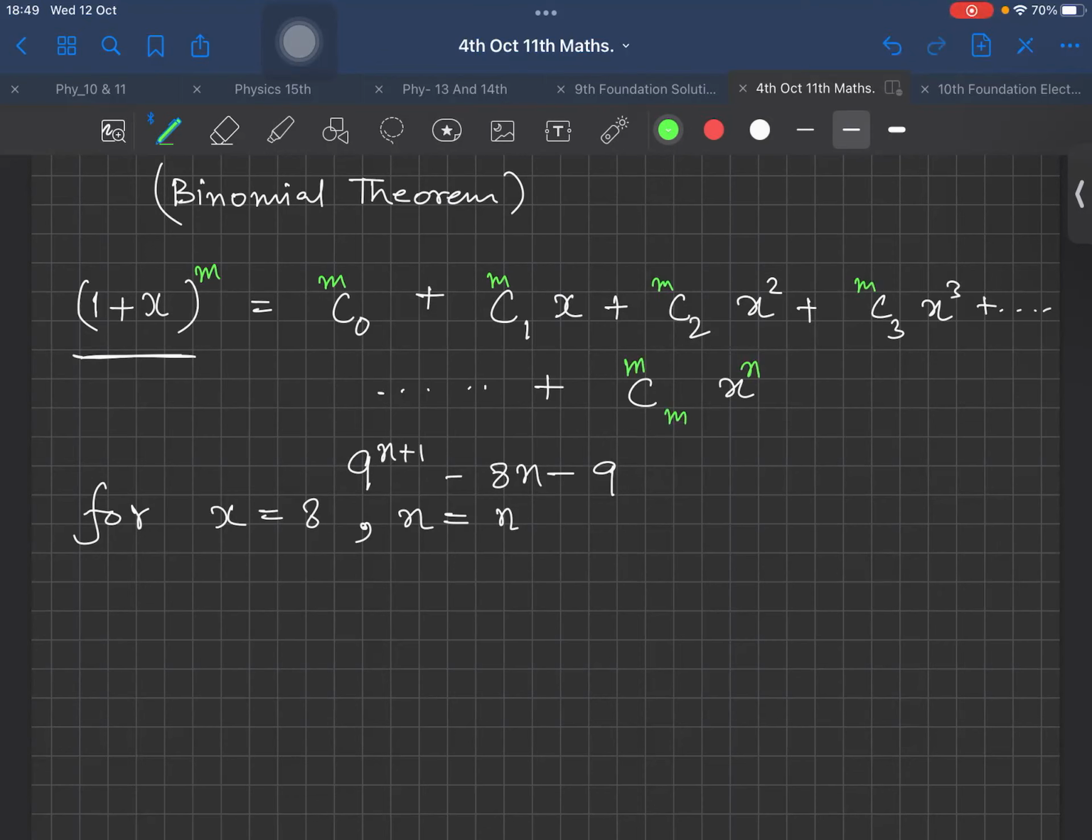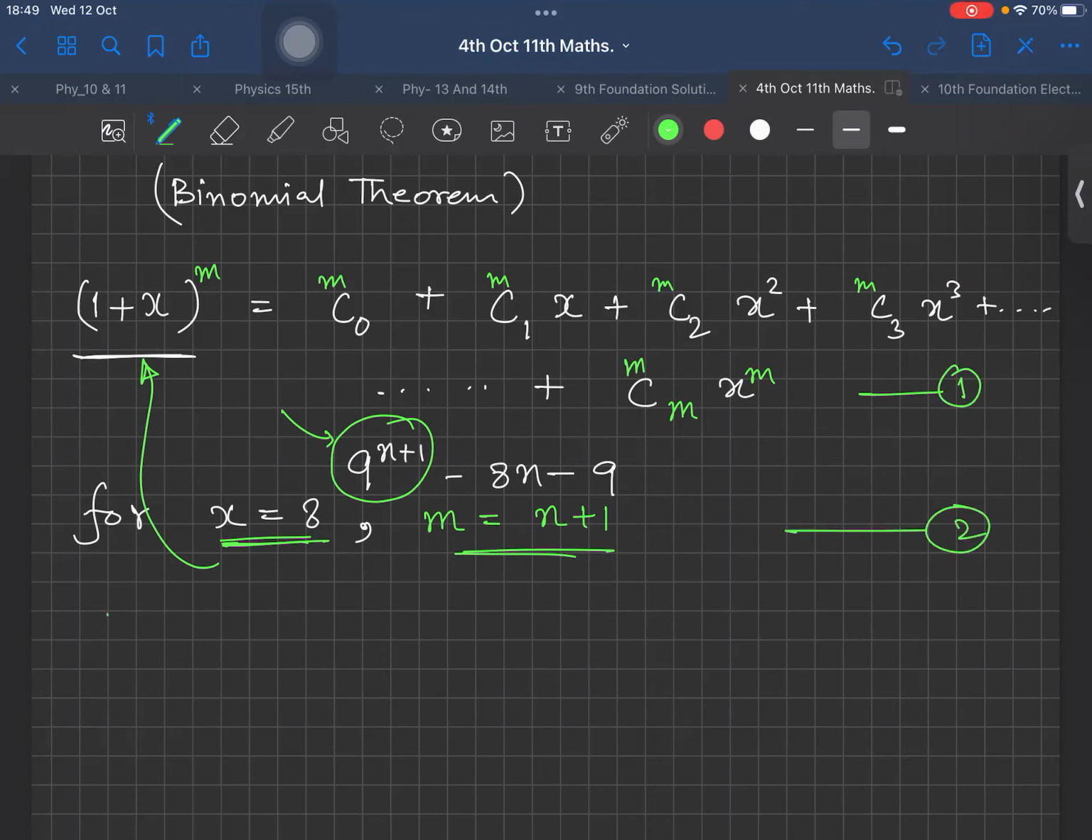Any problem, anyone? Because I'm just replacing, since n is also here, and there will be confusion. That's why I'm writing like that. So we can replace m is equal to n plus 1, so that we can get this. You see, if you substitute this and this in this equation, you will get this one, right? So let's say this is equation number 1, and this is equation 2. Substitute 2 in 1.